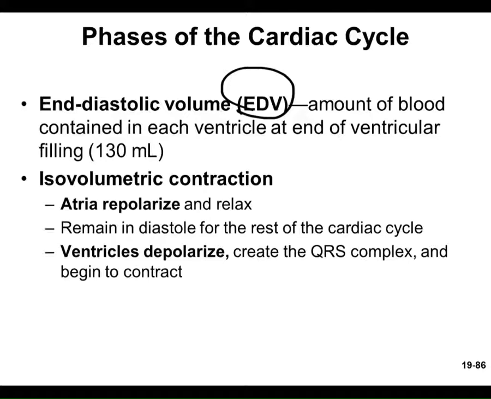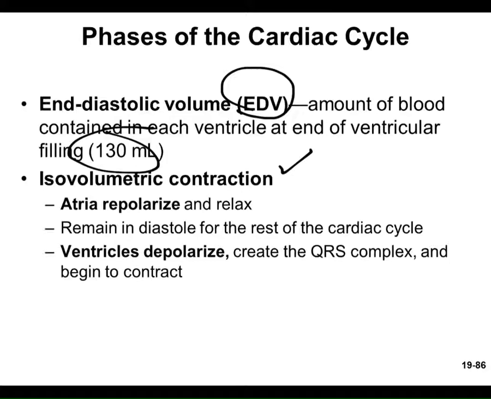On average, 130 mils. So there's going to be 130 milliliters of blood sitting in your ventricles before they begin to squeeze. At the end of diastole, at the end of the relaxation, they've just been filled with 130 mils of blood. The ventricles are then going to begin to contract. Why?